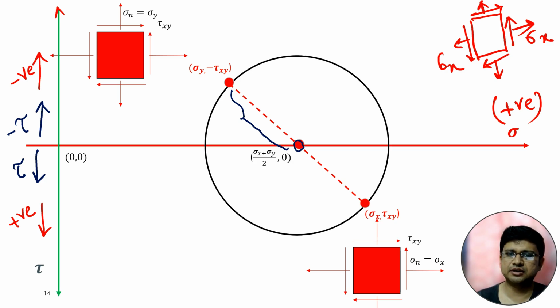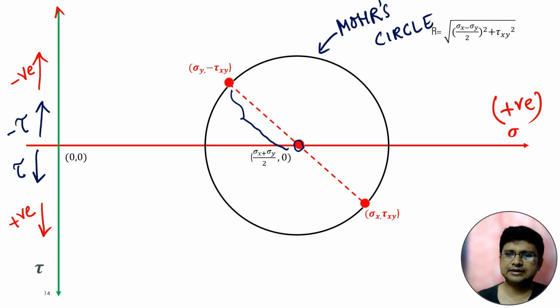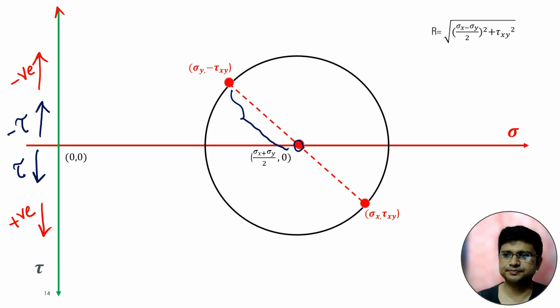So this particular circle will be the Mohr circle. And the radius of the Mohr circle will be this. As I have already derived, this is the radius of the Mohr circle.